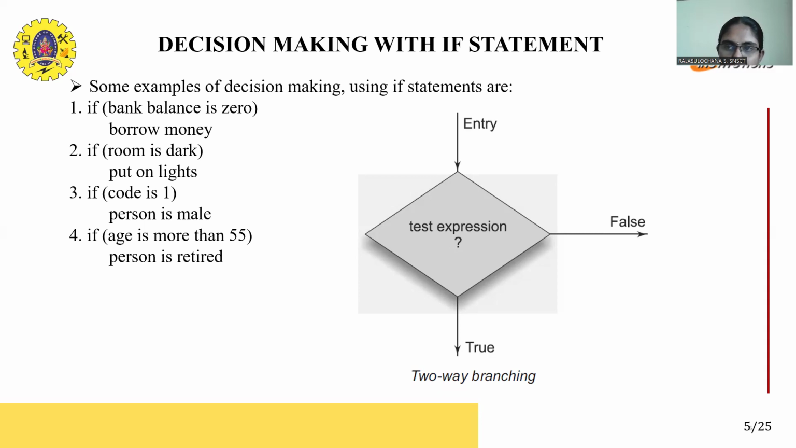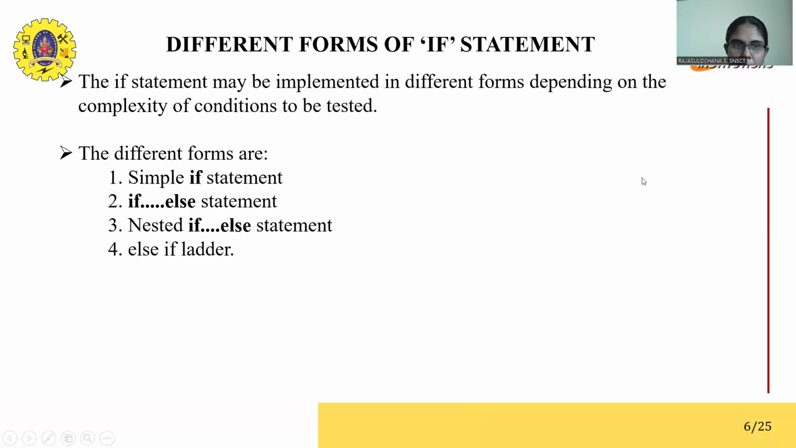Similarly, if the expression is the room is dark, we have to switch on the lights. Here the input you receive from the user is whether the room is dark or not. If this expression is true, you will switch on the lights. Similarly, if code is 1, it means the person is male. If any value other than 1 is entered, it means the person is female. And if the age is more than 55, the person has already retired. If the age is less than 55, the person has not retired and is still working. These are some examples for the if statement.